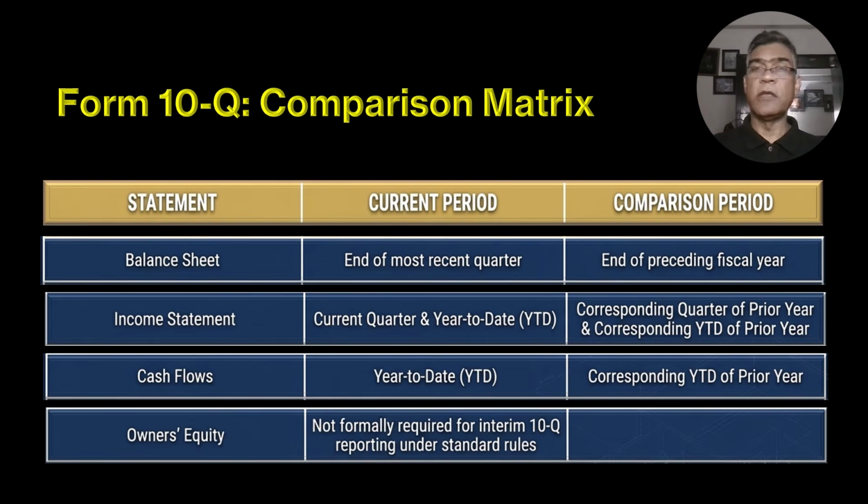Finally, owner's equity. Notice it is not formally required for interim filings. That's because quarterly reporting emphasizes performance and liquidity, not ownership changes. Why might the SEC focus more on operations and cash flow than equity in quarterly reports? It's all about relevance. Investors want to see how the business is performing now, not just its capital structure. So, the 10Q is not a mini 10K, it is a continuity report, keeping transparency alive between annual disclosures.